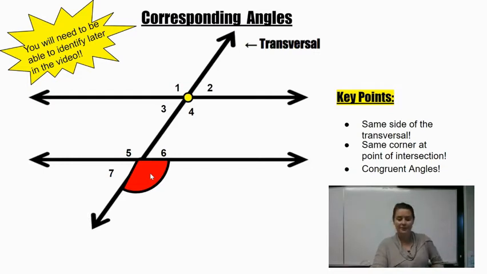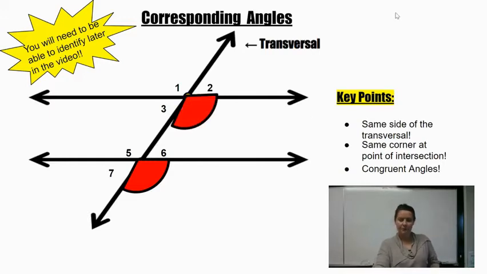Same corner at point of intersection. We already have an angle at this point of intersection, so it can't be number 6 either, so it's 2 or 4. And the reason I know, number 8, we know it is in the bottom right corner at this point of intersection. So number 2 is at the top right corner at the point of intersection. Number 4 is at the bottom right. So which one is our corresponding angle to angle number 8?